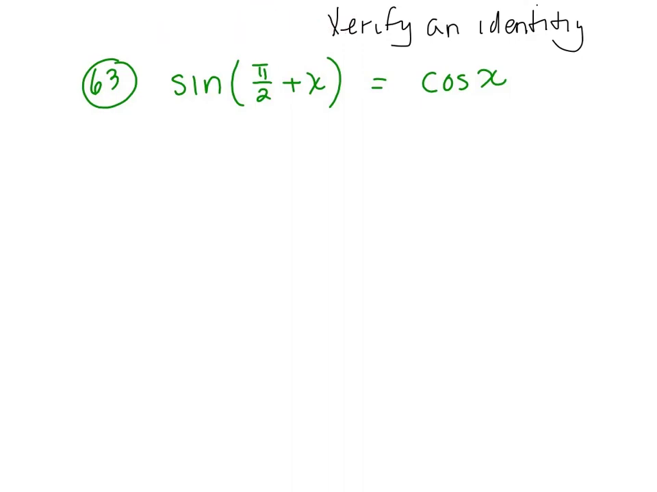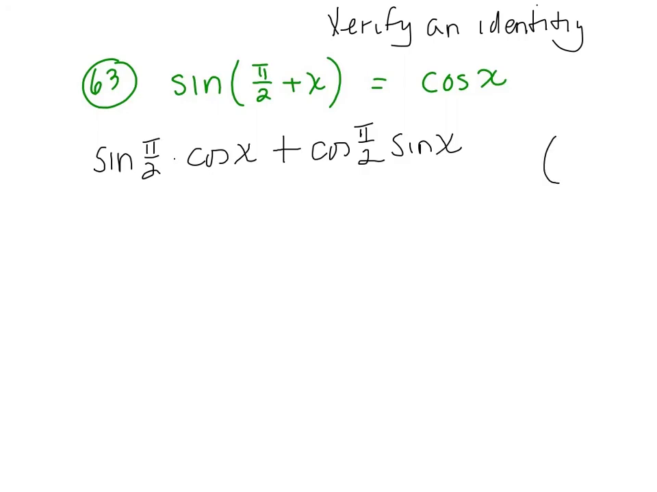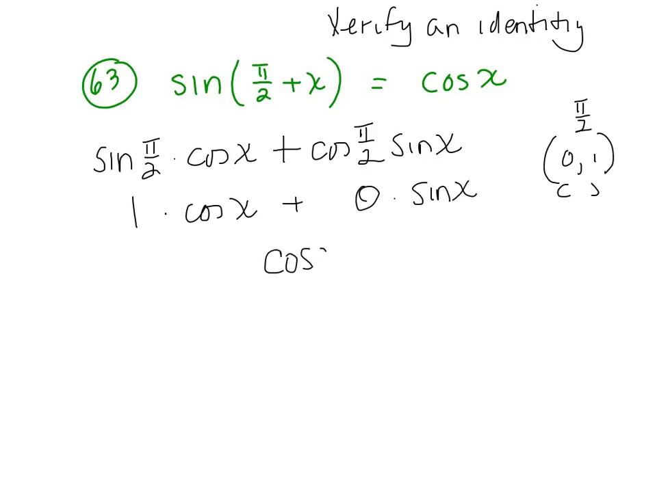This is a sum formula. So I'm going to write the sine of the first angle times the cosine of the second. The sine is the same sign, so plus the cosine of pi over 2 and then the sine of x. All right? And at pi over 2, remember that the point is over 0, up 1. Sometimes it's helpful if you just write out the point. Okay? So this is cosine, this is sine. So the sine is going to be 1 times cosine x plus 0 times sine x. Anything times 0 is just 0. So we have cosine x is equal to cosine x, and it has been proven.